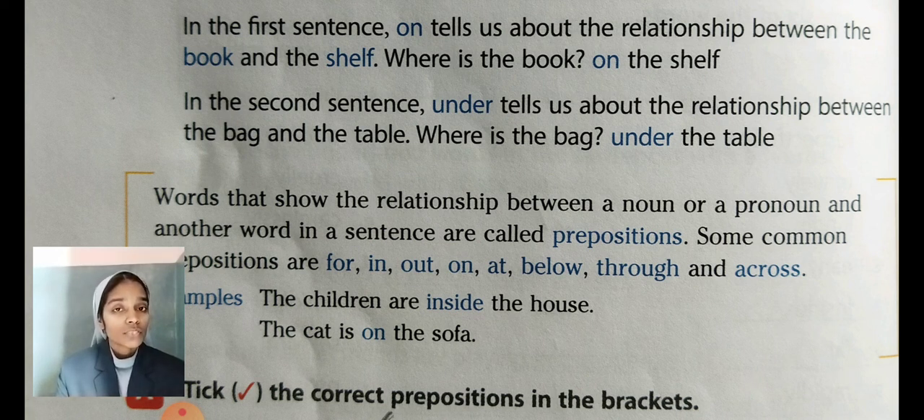So, a preposition is a word that shows the position of any object. It shows the direction, place, time. So, a preposition tells us the position. It shows the position of any object.